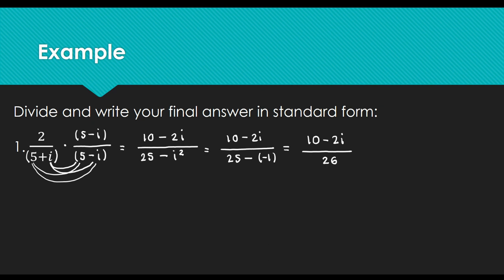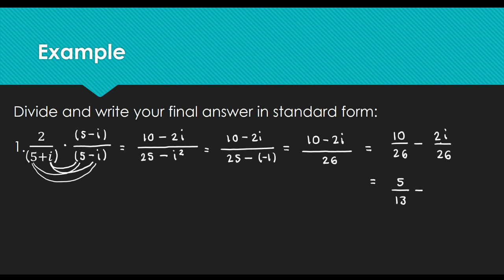This is not my final answer because it's not quite in standard form. I'm going to go ahead and split apart the fractions. As long as I only have one term in my denominator, I can split up the term. So it turns into 10 over 26 minus 2i over 26. So there's my real number followed by my imaginary number. But notice how we can reduce. 10 and 26 are both even. So if I reduce them both down by 2, we get 5 over 13.